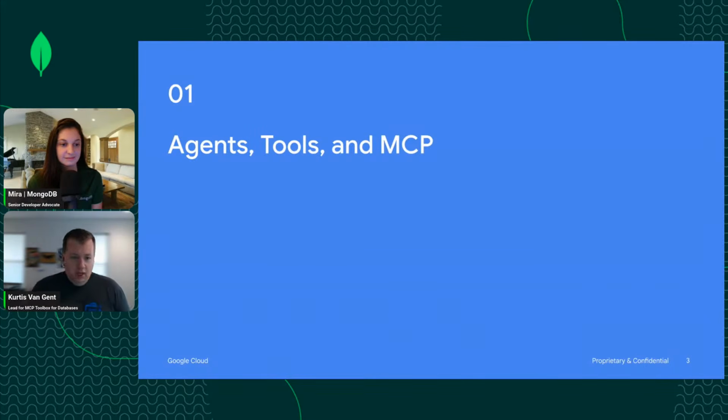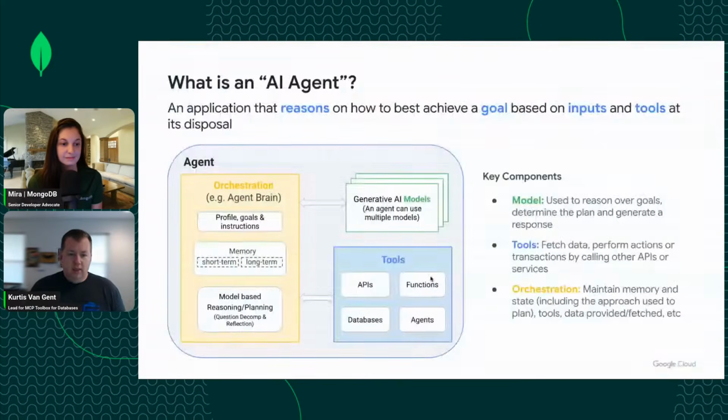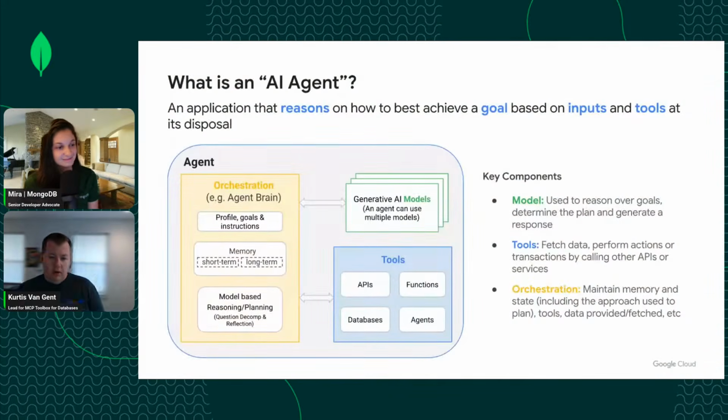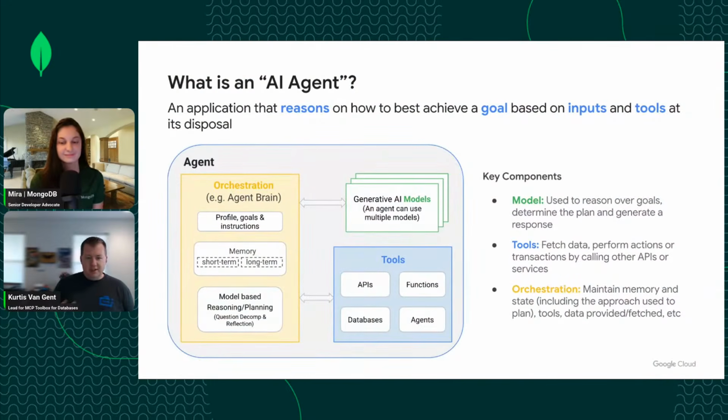So first of all, let's start with agents, tools, and MCP. Let's all get on the same page with what an agent is. I feel like everyone has a slightly different definition, but an agent, to me at least, is an application that reasons on how best to achieve its goal based on inputs and tools.